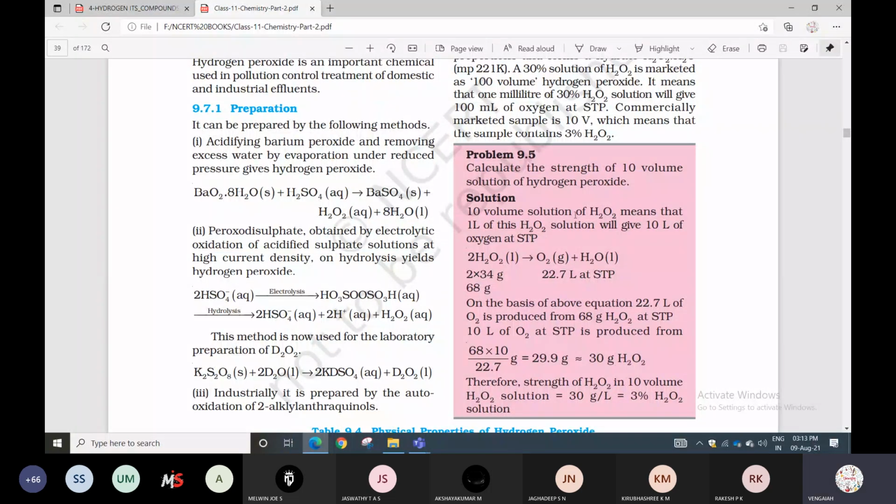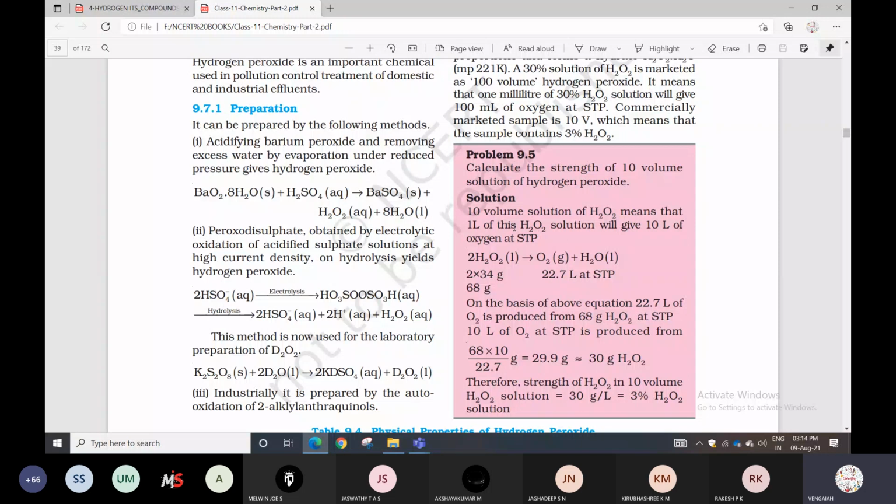So they gave the H2O2 decomposition. What do you get? O2 plus H2O. So here, 68 grams of H2O2 will give 22.7 liters of oxygen. On the basis of the above equation, 22.7 liters of oxygen is produced from 68 grams of H2O2 at STP. For 10 liters of oxygen at STP, how much H2O2 do you need?